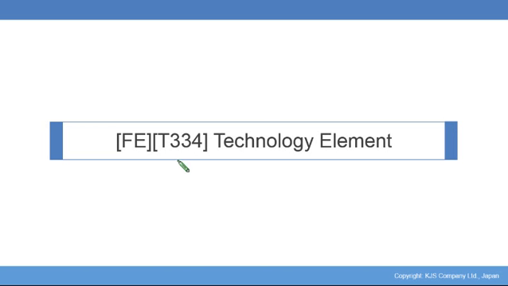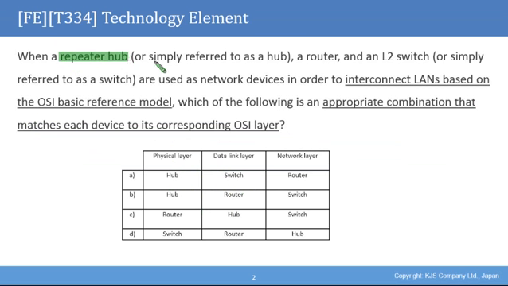This is T334 technology element. When a repeater hub, or simply referred to as a hub, a router, and an L2 switch, or simply referred to as a switch, are used as network devices in order to interconnect LANs based on the OSI basic reference model, which of the following is an appropriate combination that matches each device to its corresponding OSI level?